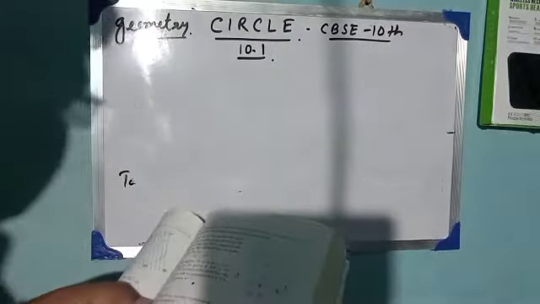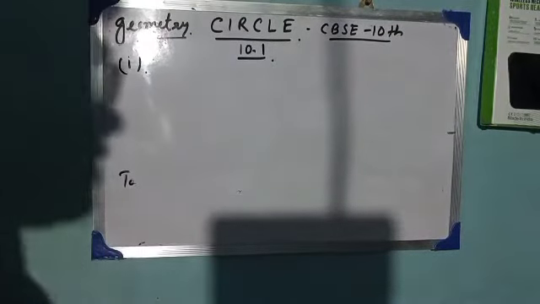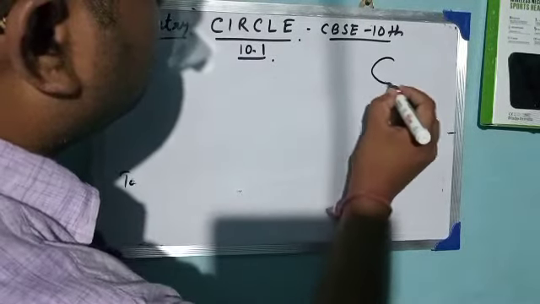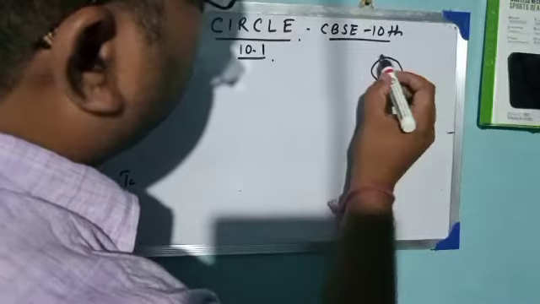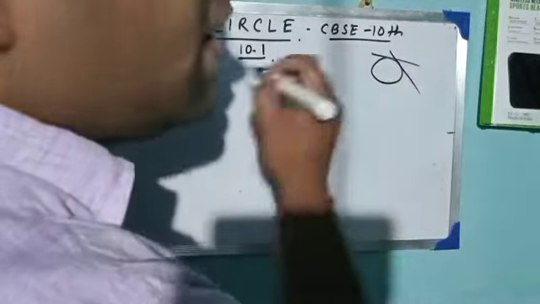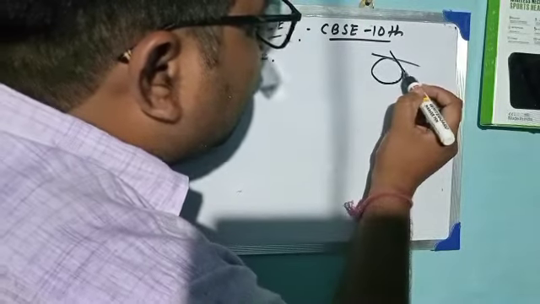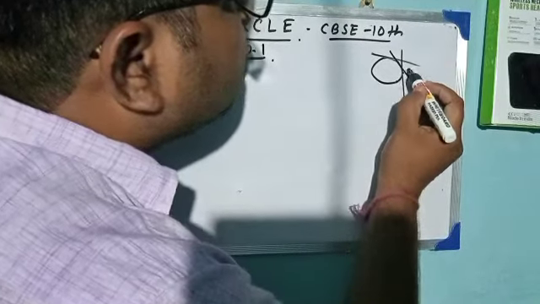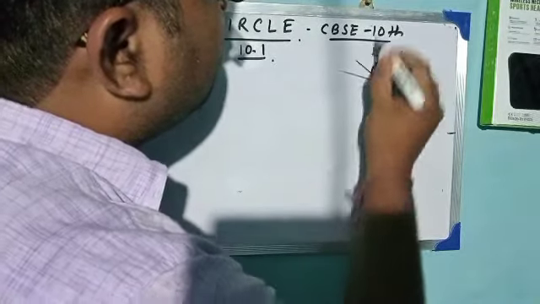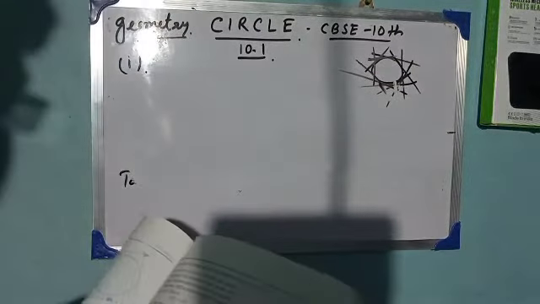Here it is given: how many tangents can a circle have? First question. Now, if I draw a circle, we can see that a circle contains an infinite number of points, and each point contains one tangent. So for that purpose we can say that a circle contains an infinite number of tangents.